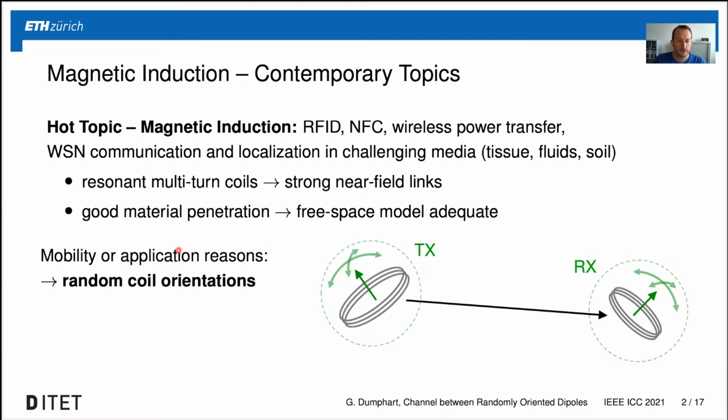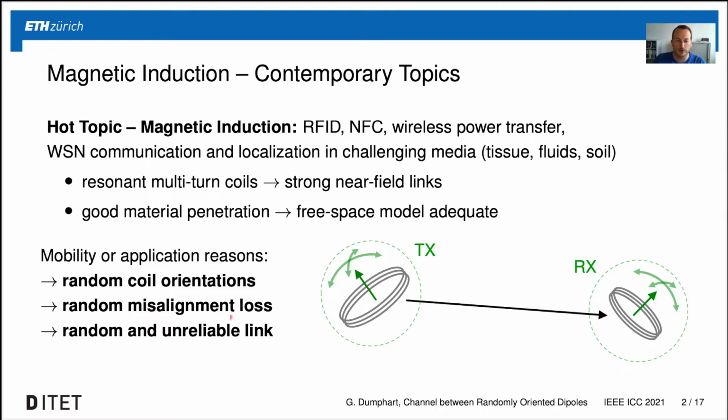One problem that magnetic induction suffers is misalignment loss from suboptimal coil orientations. So when they are anything other than coaxial with their axis orientations. And for reasons of mobility or application-specific reasons, the orientations can be random even. And that means we get random misalignment losses and a random and unreliable link.